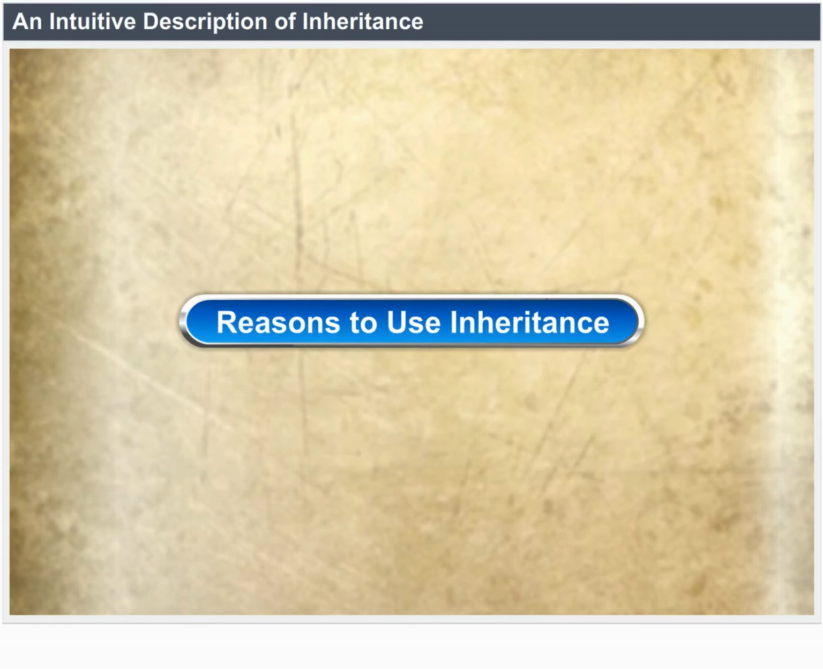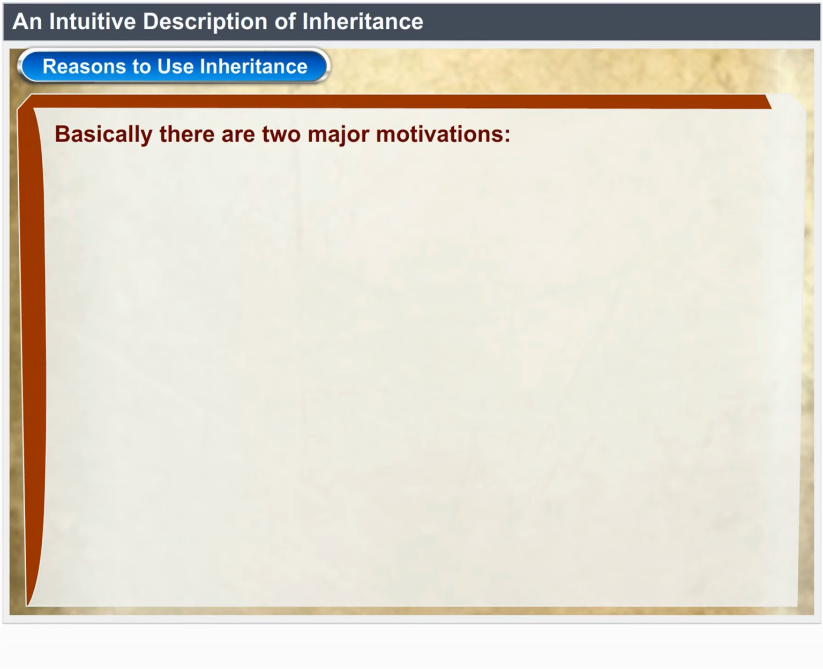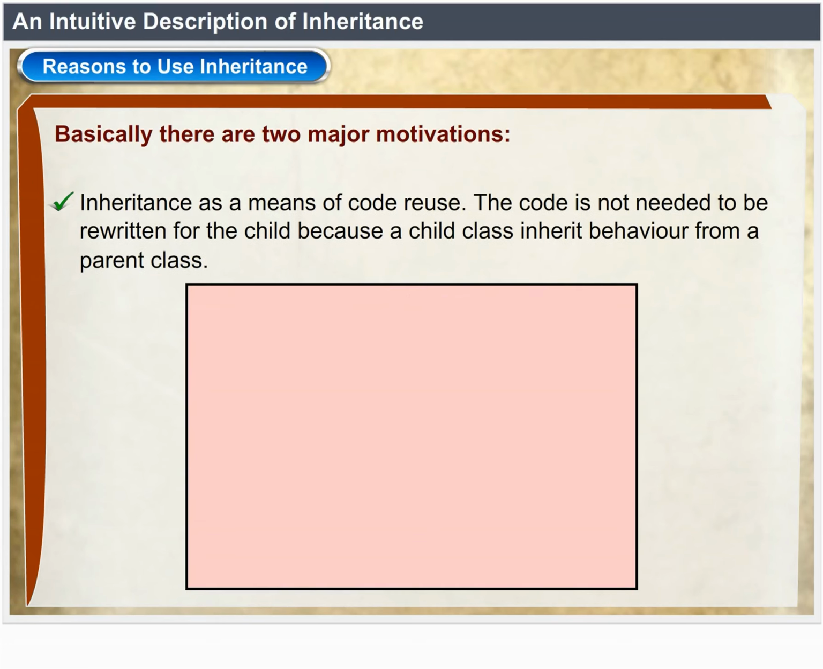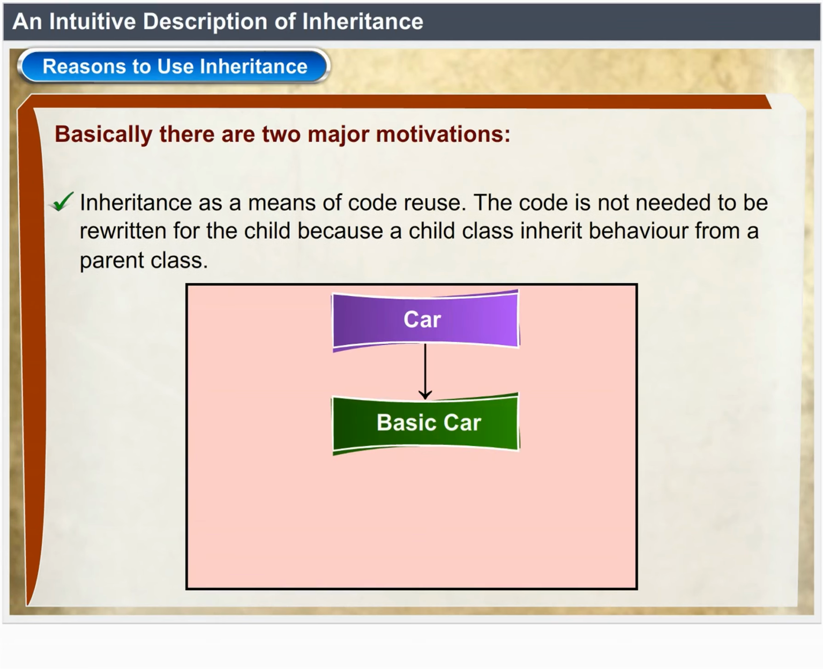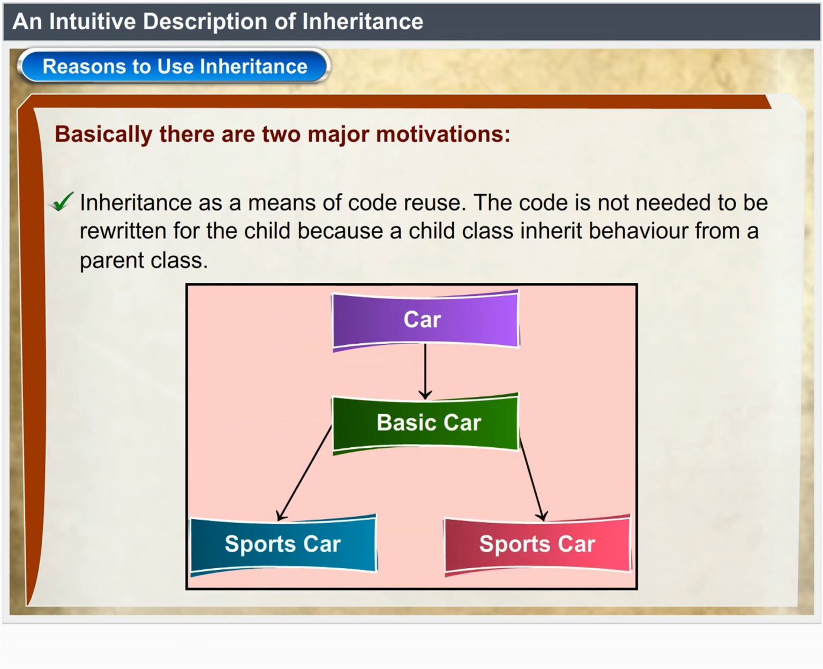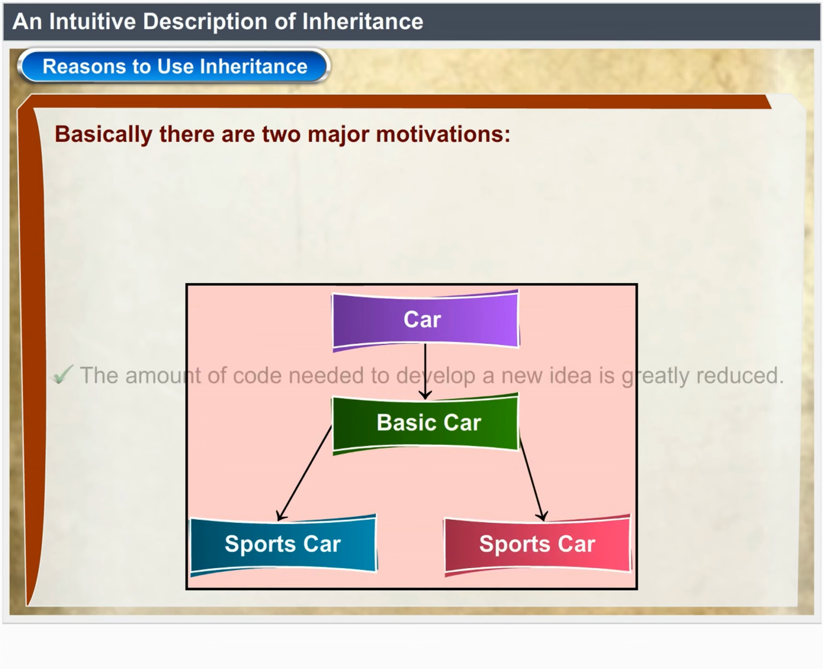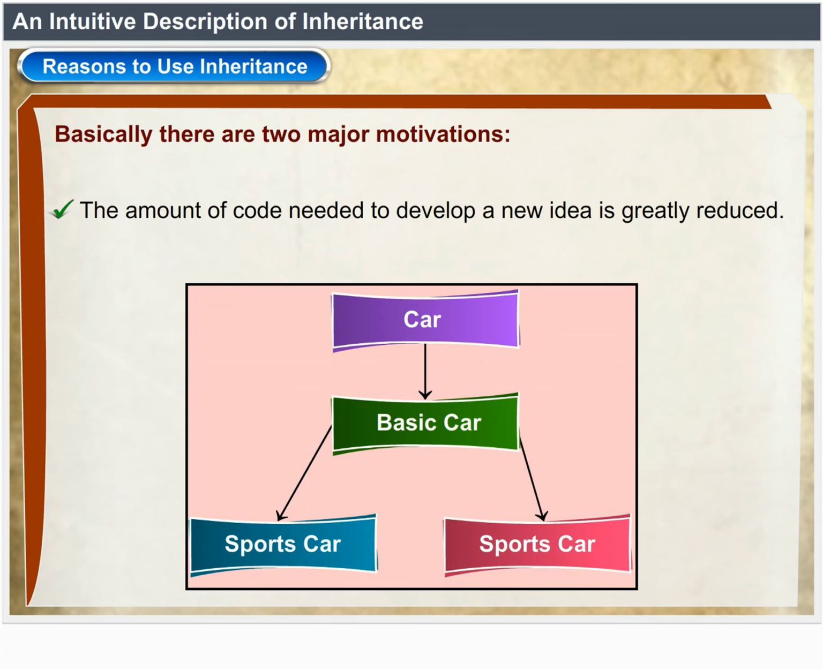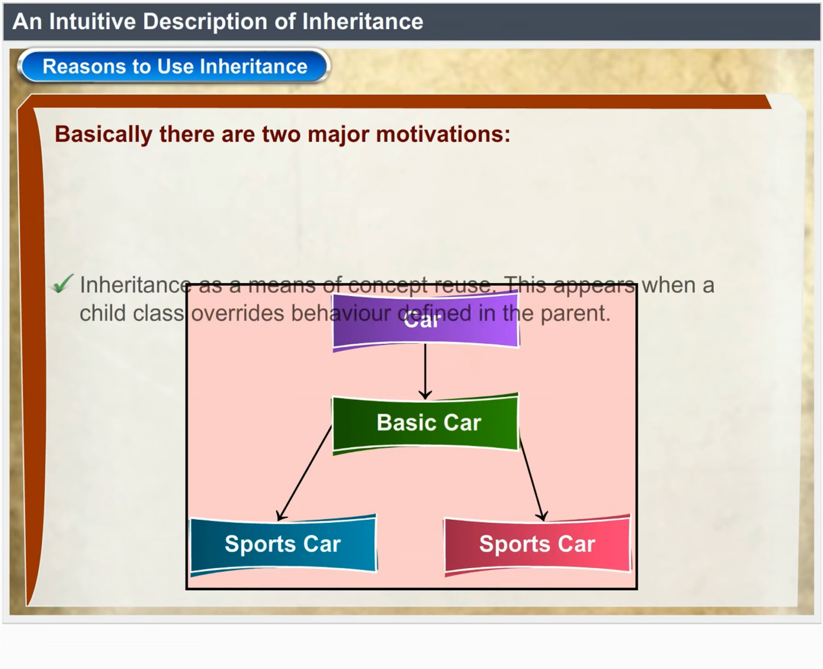Reasons to use inheritance. Basically, there are two major motivations. Inheritance as a means of code reuse. The code does not need to be rewritten for the child class because a child class inherits behavior from a parent class. The amount of code needed to develop a new idea is greatly reduced.